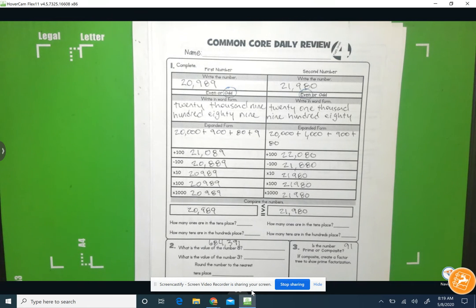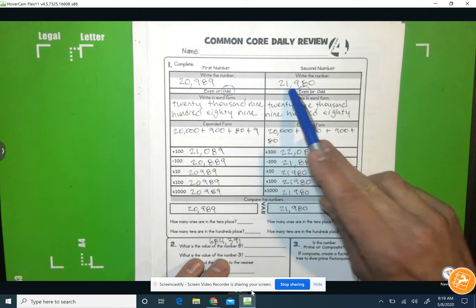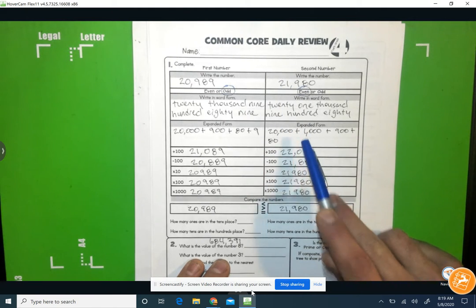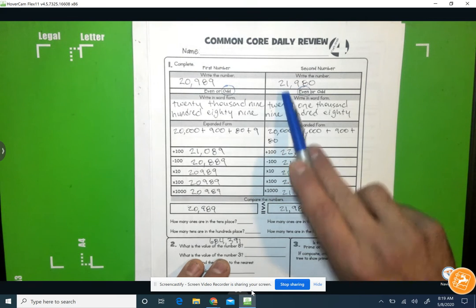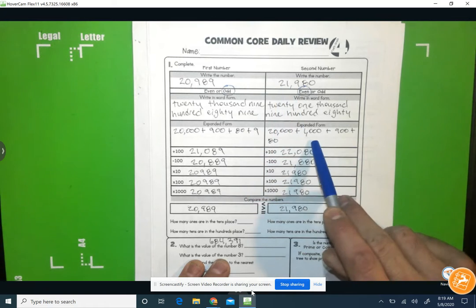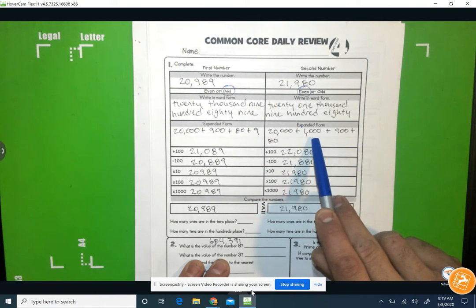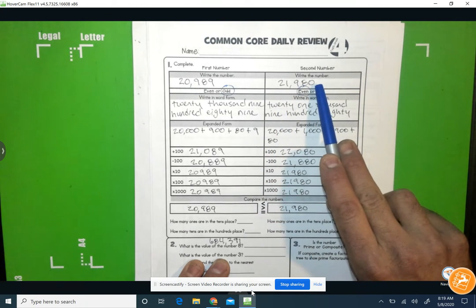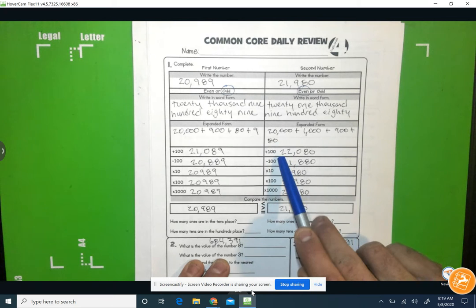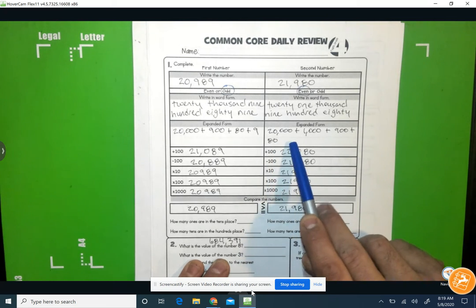Expanded form of 21,980. You can see that I have a 1 in the thousands place, and I've written that in the appropriate place. The value of the 2 here is 20,000 because it's in the ten thousands place. I do have a digit 1 in the thousands. There's that 1,000 plus 900 plus 80. And you'll see that I stopped there because there was a 0 in the ones place. I do not need to add in plus 0.